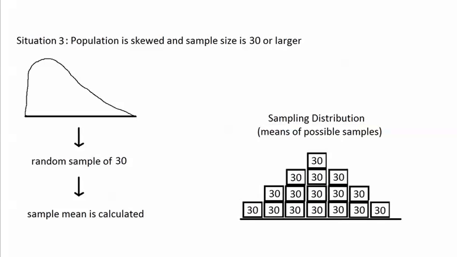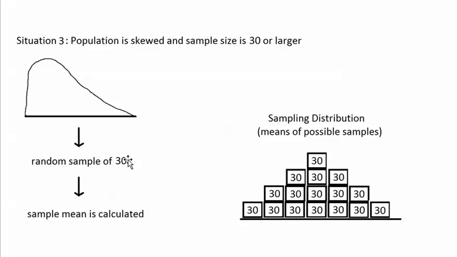Here's our third situation. In this situation, the population is skewed, and the sample size is 30. We have a skewed population, a random sample of 30 is being selected, and the mean of that sample is being calculated. In this situation, the sampling distribution does have a roughly normal shape because the sample size is big enough, the sample is 30 or larger.